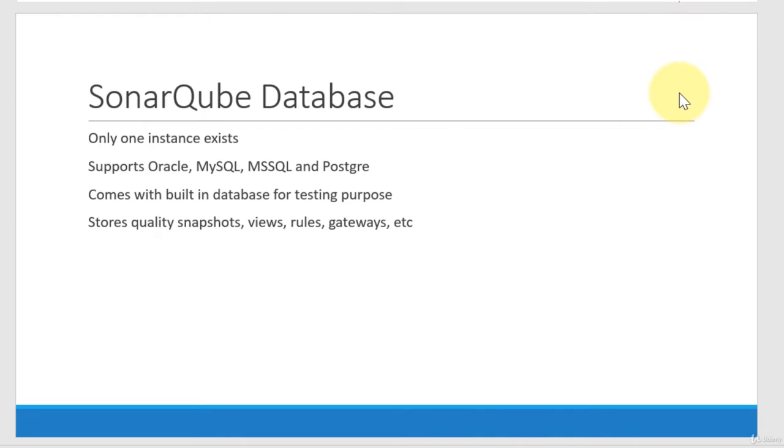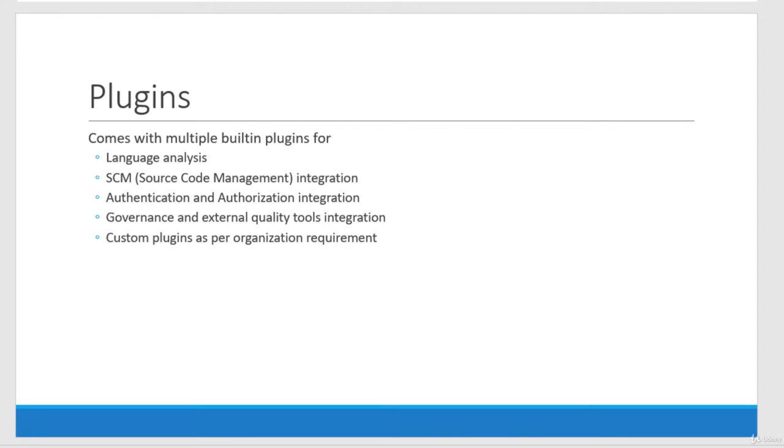And SonarQube comes with any number of built-in plugins to integrate with the source code management system for authentication or authorization of the external system, or with any enterprise authentication or authorization systems. It can also integrate with external quality tools and any reporting tools. We can have plugins to add more languages, or configure more rules and gates through the plugins.